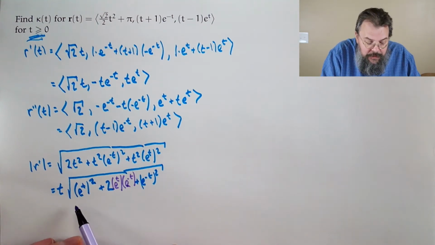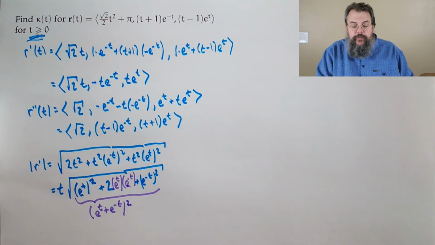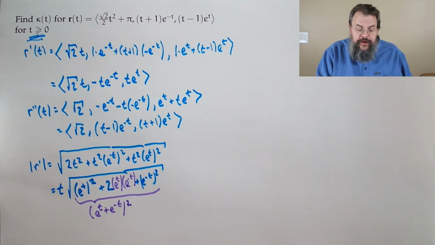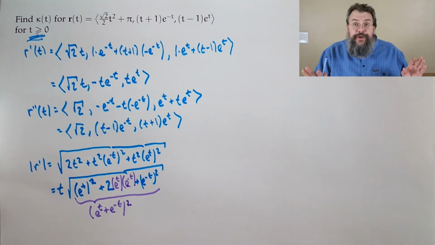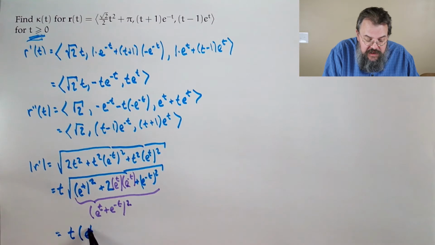So we say, aha, this inside part is really e to the t plus e to the minus t, squared, which means our magnitude of r prime is beautiful. And in particular, we end up with t times e to the t plus e to the minus t.